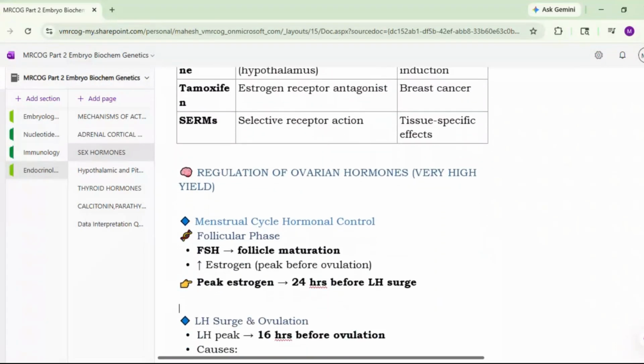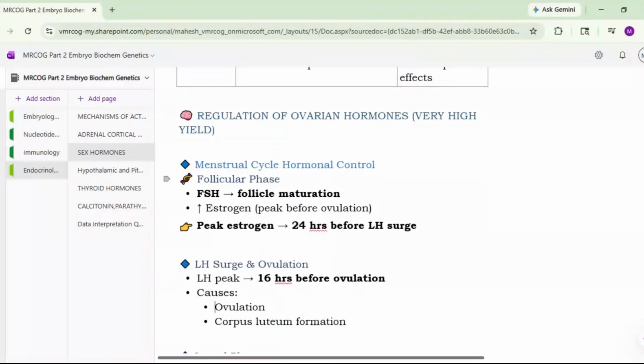Okay, now regulation of ovarian hormones. So, menstrual cycle hormonal control. What happens in the follicular phase? Initially, it is FSH that will lead to follicular maturation. So before ovulation, there is an increase in estrogen level. Before the ovulation, there is a peak of this estrogen. That peak of the estrogen is 24 hours before the LH surge. So this peak of the estrogen will further lead to the LH peak that is around 16 hours before the ovulation. Okay, so 16 hours before the ovulation, there is an LH surge, and 24 hours before the LH surge, there is an estrogen peak.